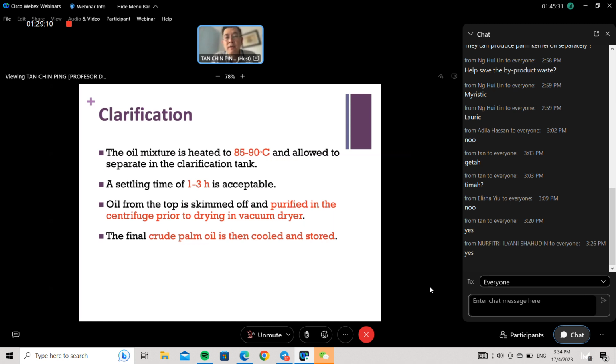So oil will be on the top, and you can skim it off, while eventually going into drying in a drum dryer, and then the crude oil can be obtained, stored, and then you can sell it in CPO form, or you can sell it to a refinery for the further refining process.